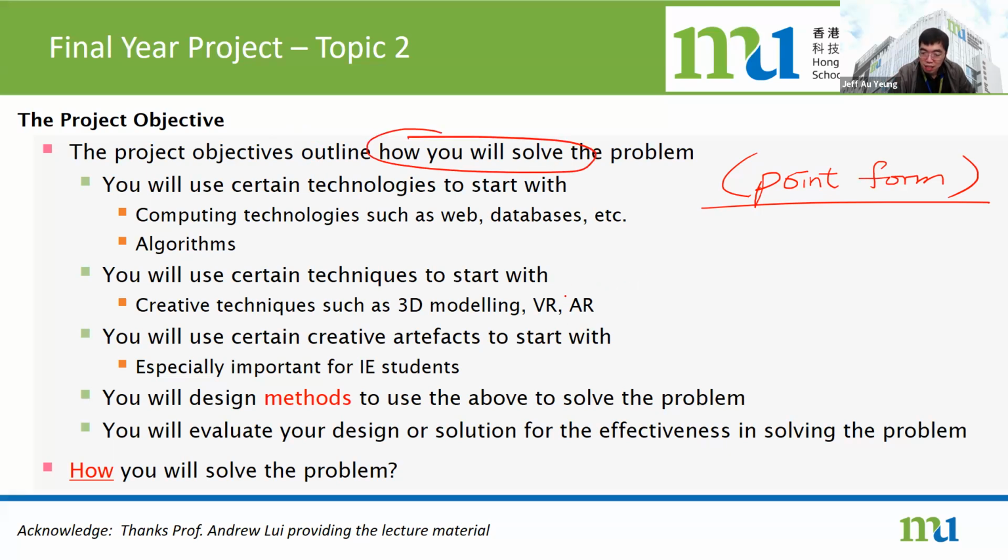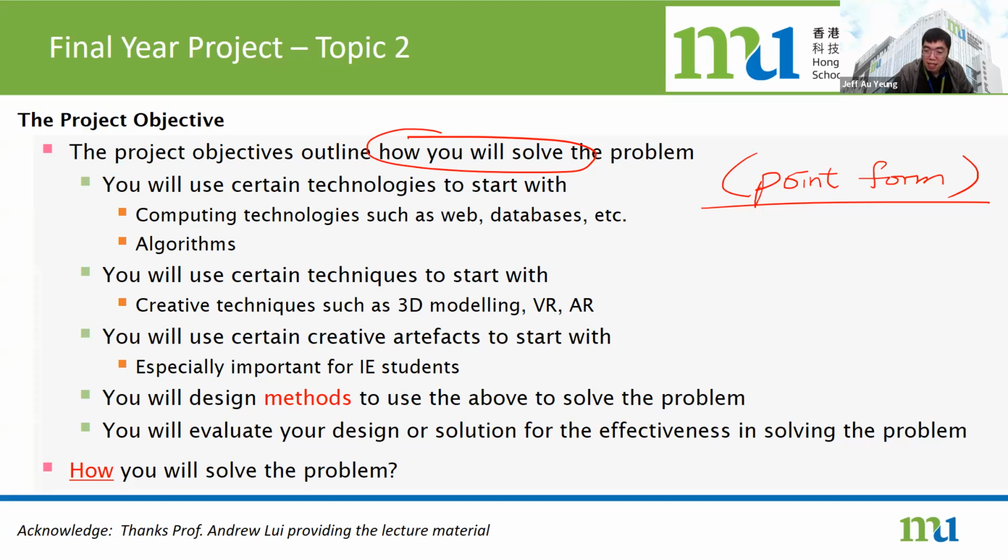So in order to solve the problem from the previous part, the project aim, you have to think about, if I want to solve this problem, then what I have to do. So you may need to use some computer technology, website, database. You may need to build up some algorithms. For a CIE project, you may need to build up some 3D modeling, AR, VR. And you may also need to create some art design.